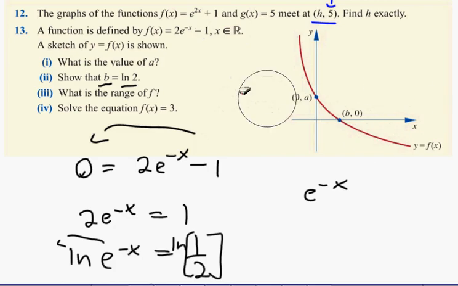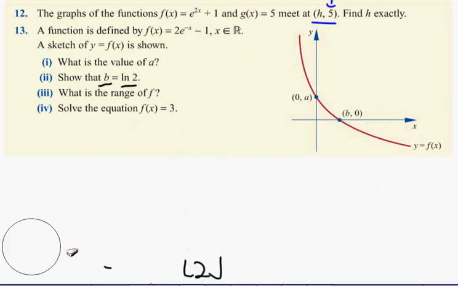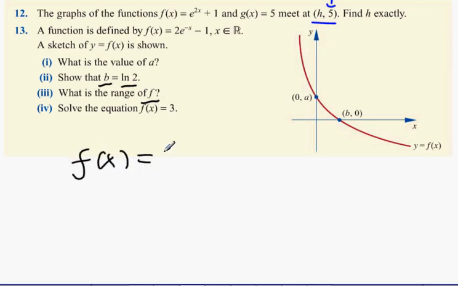What is the range of f of x? What is the range of the function? Now what does the range of the function mean, guys? The range of the function means the y values. What is the lowest y value you can think of? Well, look at this. F of x equals 2e to the minus x minus 1. Now what happens to e to the minus x as it gets really big?